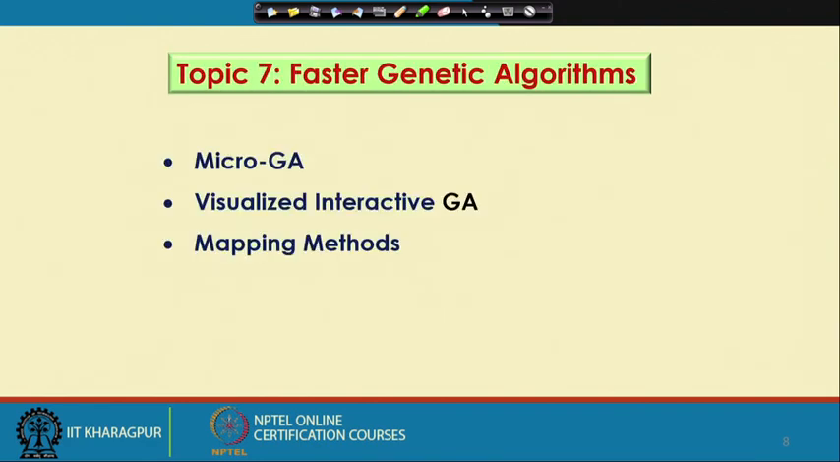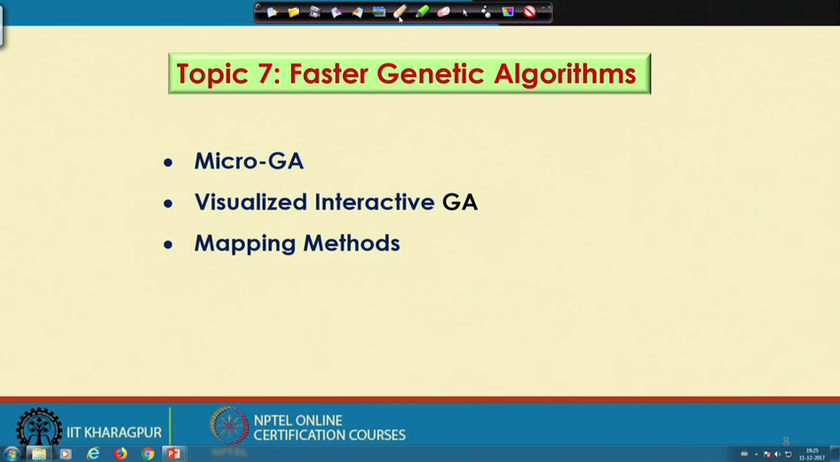Now, I am going to concentrate on topic 7, that is faster genetic algorithm. We have already mentioned that GA is computationally very expensive and very time consuming. That means, if you want to carry out optimization online within a fraction of a second, this type of ordinary genetic algorithm is not going to help you, and that is why we have to go for some faster genetic algorithm like this micro GA.